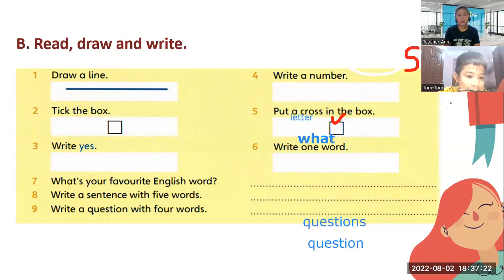Thank you. Right, yes. Yes. Right, yes. Okay, write a number. Number four. Write a number, Tom. Number four. Write a number.